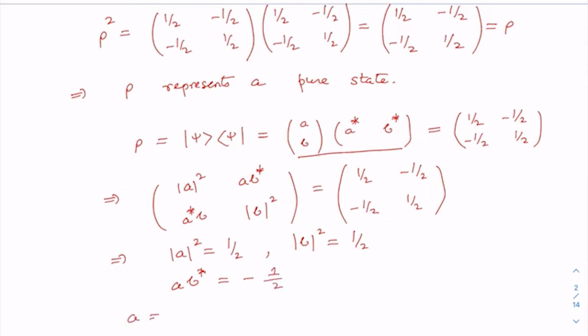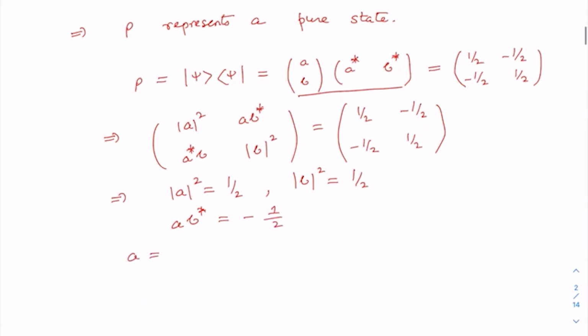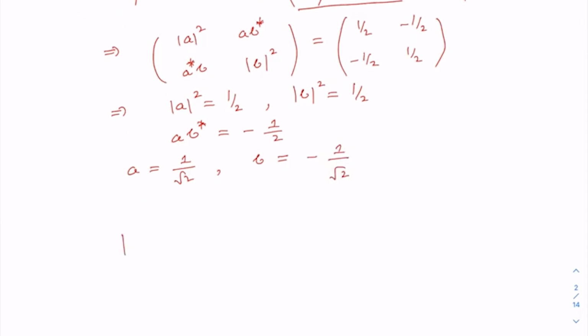So if I take a equal to 1 by root 2, I must take b as minus 1 by root 2. Therefore the state vector psi would be 1 by root 2 times (1, minus 1). So this is the normalized state vector.